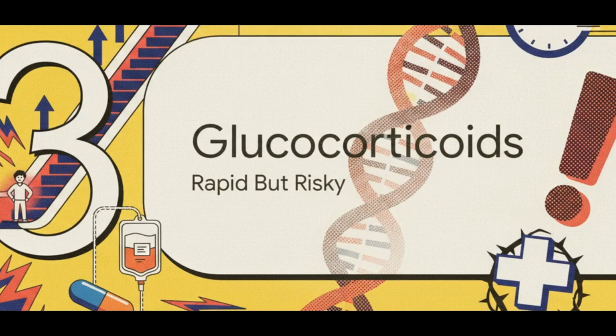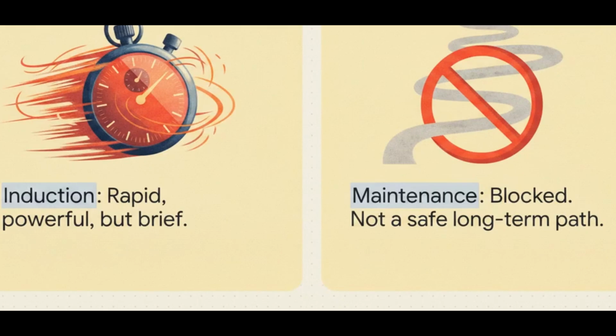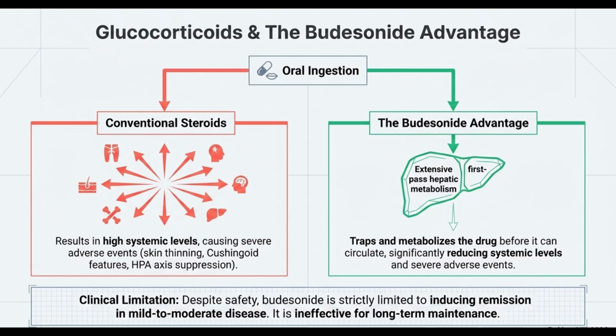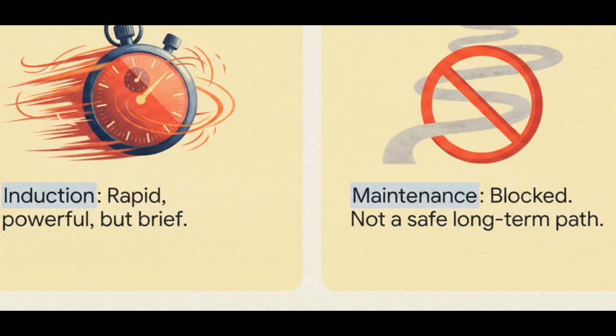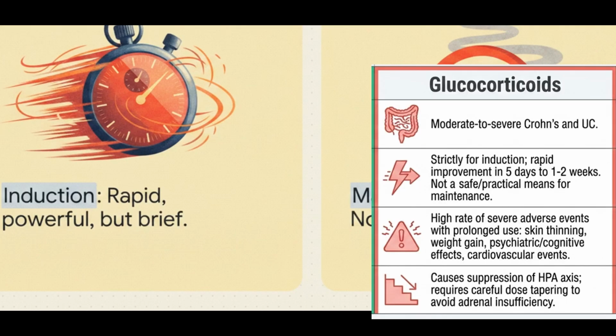Next up, Section 3, glucocorticoids. Rapid but risky. Okay, stepping up to the next level, for moderate to severe disease, we find systemic steroids, like prednisone and hydrocortisone. And there's a stark contrast in their clinical utility here. Steroids are the ultimate sprinters. They induce a massive reduction in the inflammatory response, often showing real clinical improvement in just 5 to 14 days. But, and this is a massive but, they are absolutely not a safe or practical option for maintaining that remission.